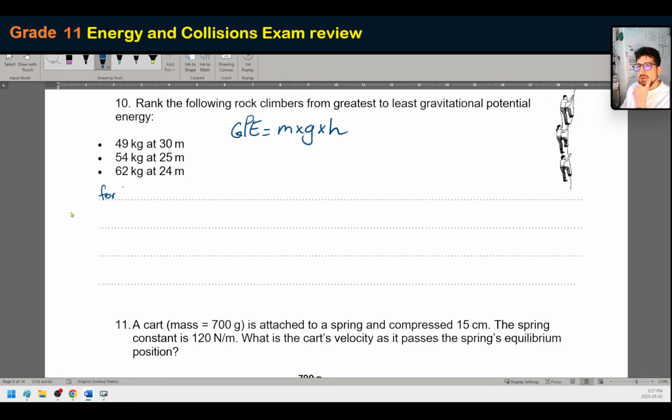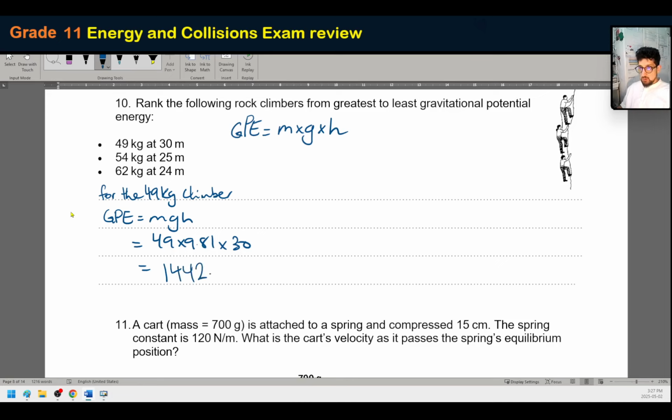My apologies about that. For the 49 kg climber, GPE is equivalent to mgh, which is 49 multiplied by 9.81 multiplied by 30, and that's going to give me a number. So 49 multiplied by 9.81 times 30 is, oops, no, it's 14,420.7 joules.